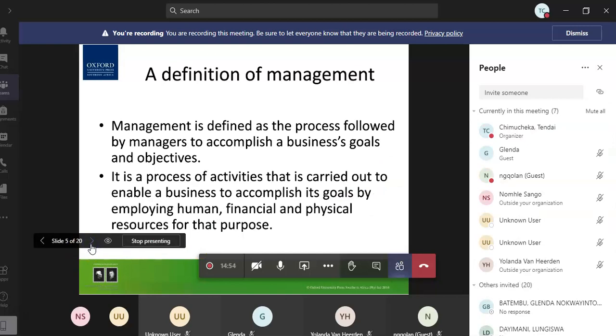So the definition of management is that management is basically a process. It is a process that is followed by managers to accomplish the goals and objectives of the business. It is also a process of activities that is carried out to enable a business to accomplish its goals by employing the resources in an organization. So we ought to remember those resources that we spoke of even in chapter 1. Management's role is to ensure that they make use of those resources to achieve the goals of the business.